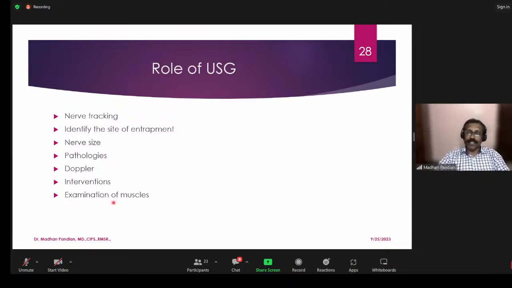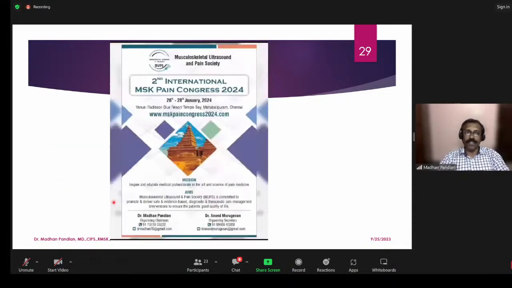And as we discussed, the muscles which are supplied by these individual nerves actually go in for fatty degeneration if there is a long-standing entrapment.